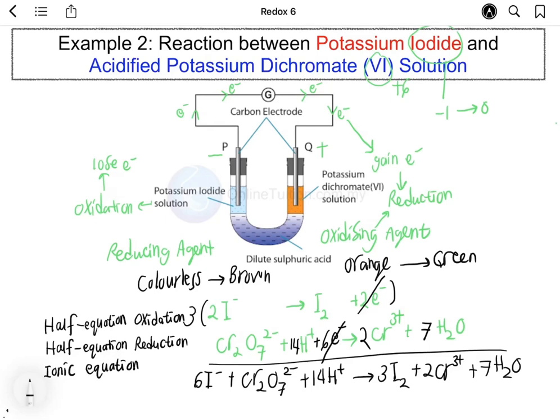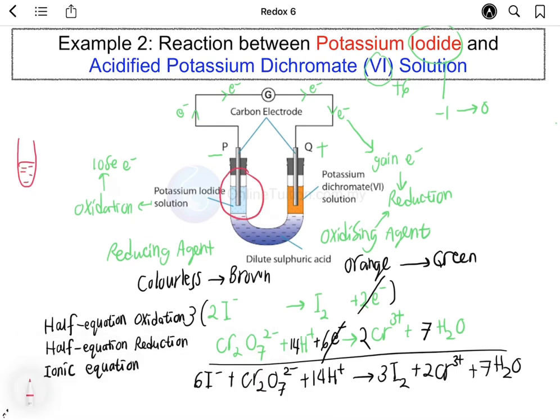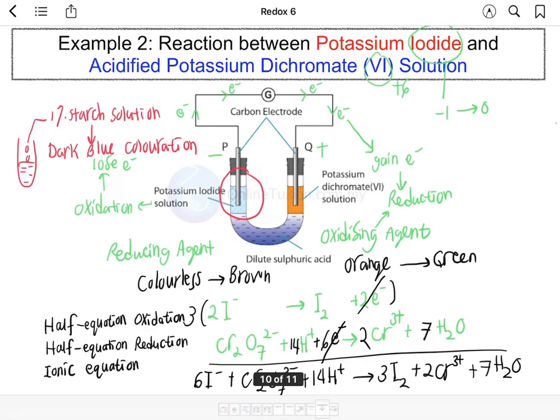We will also perform confirmatory tests for the product that forms on the reducing agent side of the U-tube. So by using a dropper, 2 cm cube of potassium iodide solution is taken and put inside a test tube. Then a few drops of 1% starch solution is added to the test tube, which will produce dark blue coloration. And this dark blue coloration confirms the presence of iodine and successful conversion of iodide ion into iodine.